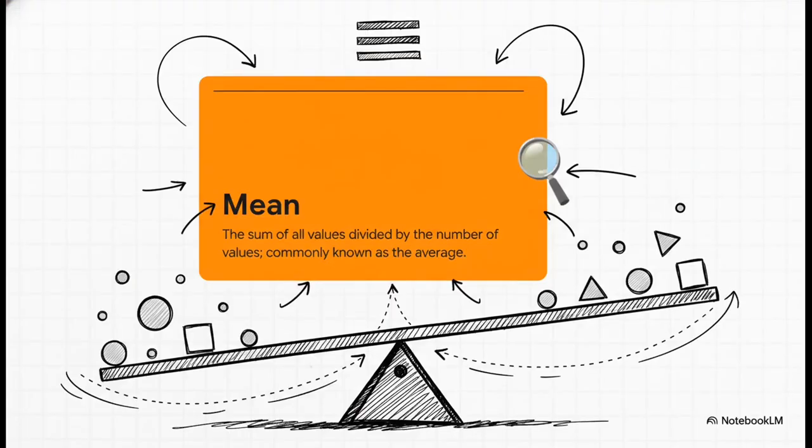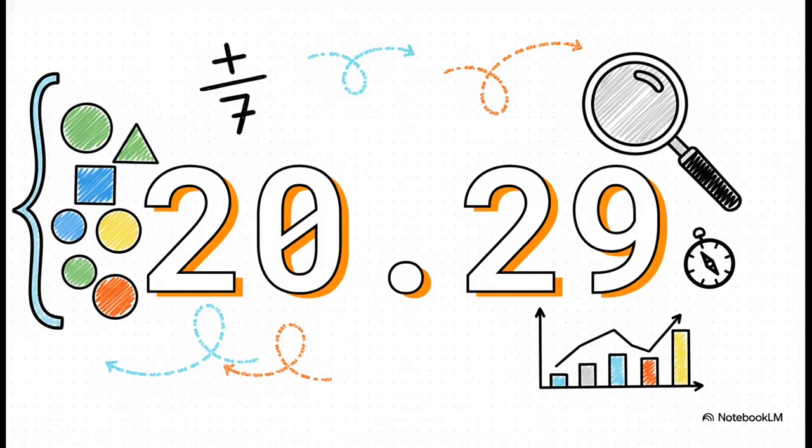Now, the most common way to do this is with the mean, which I'm sure you know as the average. It's the one we all learned in school. The best way to think about it is like the data's center of gravity, right? If you imagined all these numbers on a seesaw, the mean is that perfect balancing point. So let's do the math. We take our list of numbers, we add them all up, and then we divide by how many numbers there are, 7 in this case. And bam, we get a mean of about 20.29. This gives us our very first snapshot of where the data center is.